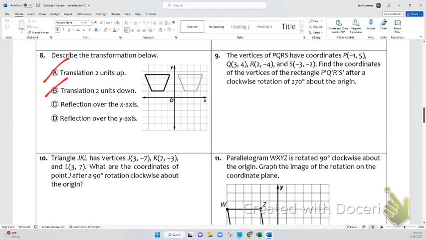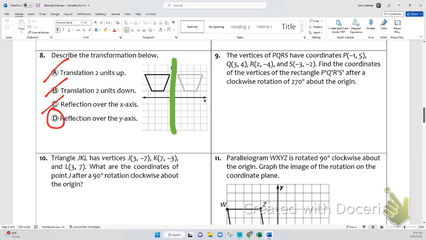So it's got to be a reflection, right? You'll notice here that my line of reflection will be here, okay? And that is my y-axis. So the only one that says reflection across the y-axis is going to be letter D.